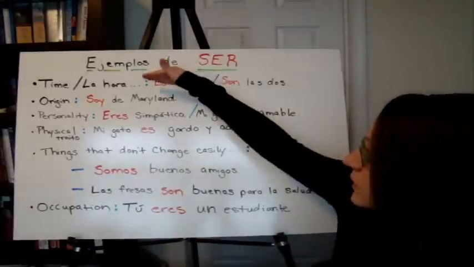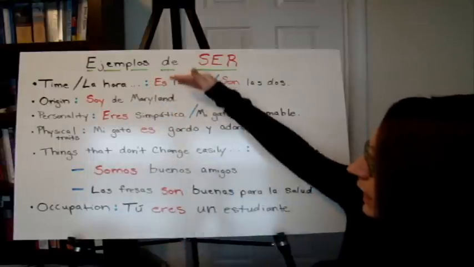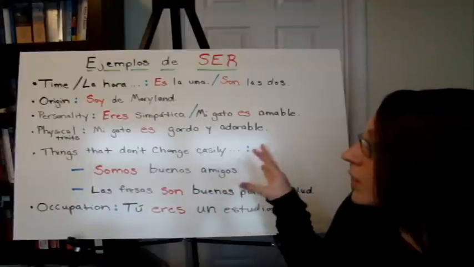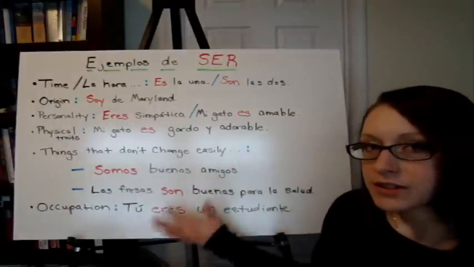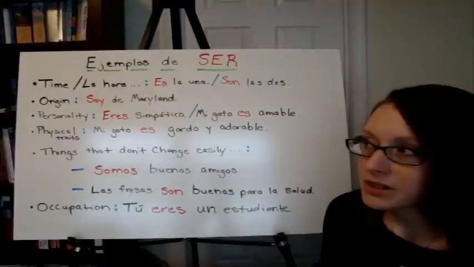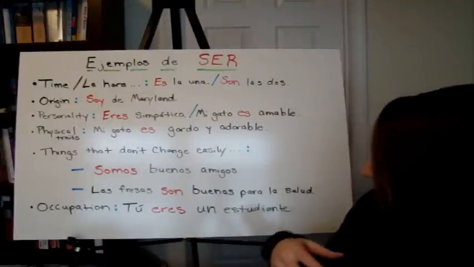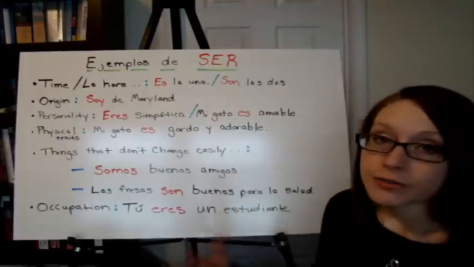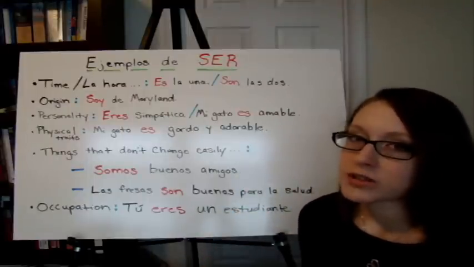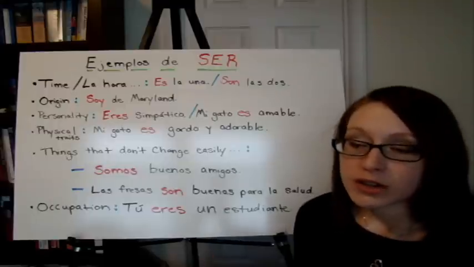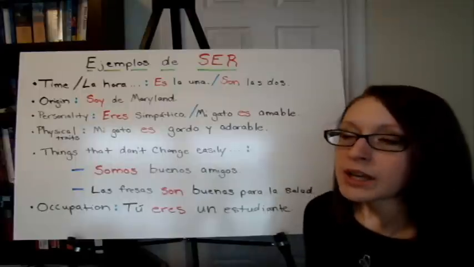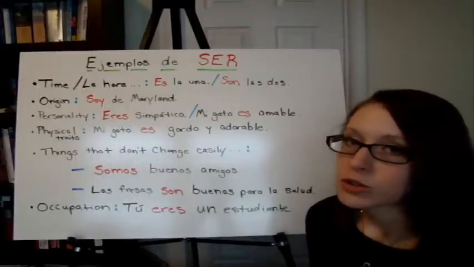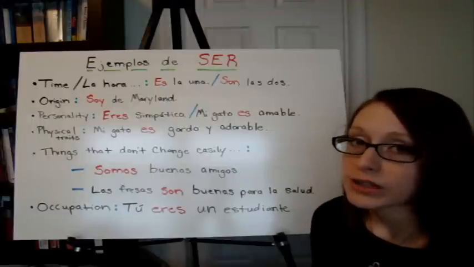And then also, like I said, if it doesn't go under any of these categories, time, origin, occupation, personality, or physical traits, then it may fall under things that don't change easily. So if it doesn't go under those categories, ask yourself, is this something that changes easily or doesn't change easily? Two examples of this would be, somos buenos amigos. We are good friends. The fact that you are good friends with somebody, first of all, it's describing the relationship. And secondly, even though, yes, you're not going to remain best friends or good friends with everybody that you're friends with right now, relationships do change.